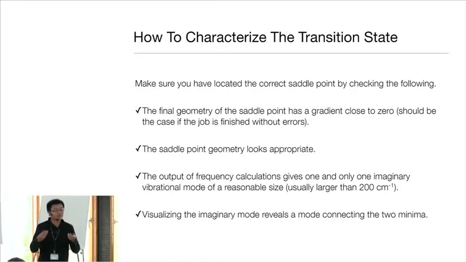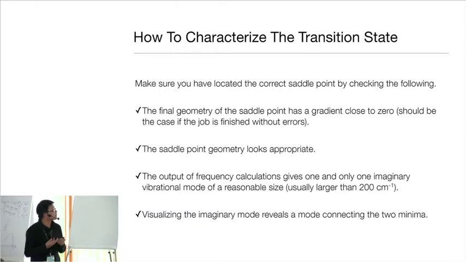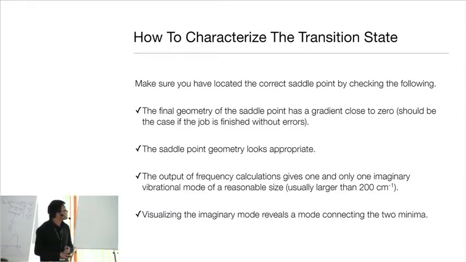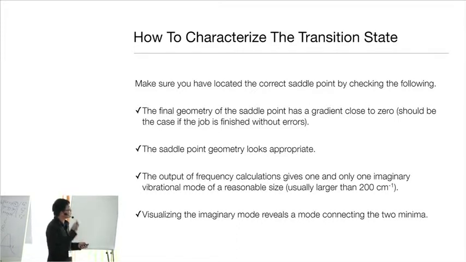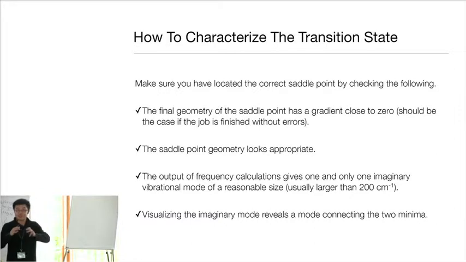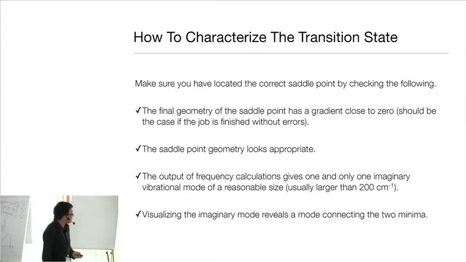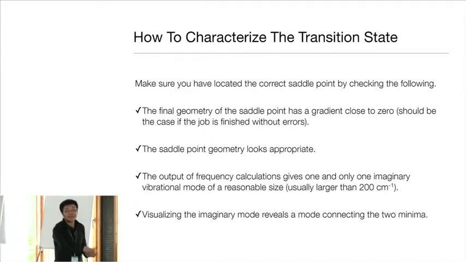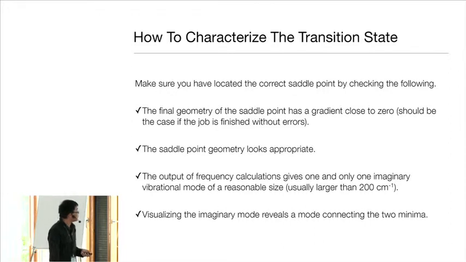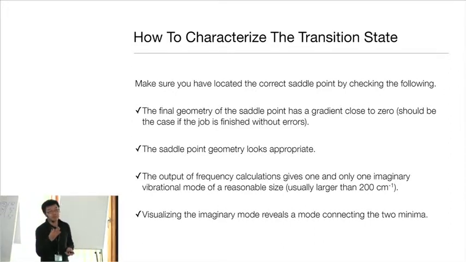Once you get a transition state, how can you verify that this is the transition state you want? First, the calculation should terminate normally, and the first-order derivative, the gradient, is close to zero, so you have really come to this top point. Then it depends on your chemical intuition: you have to look at whether this transition state makes chemical sense. Then you look at the output of the last step, the frequency calculation, and find one and only one mode with an imaginary frequency.